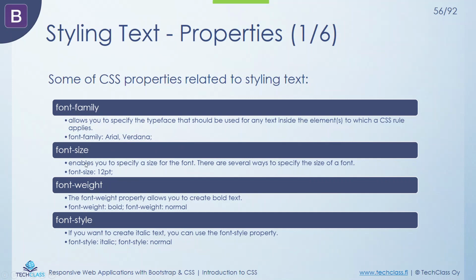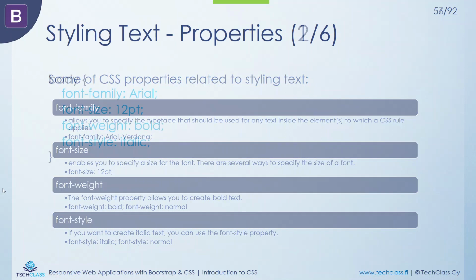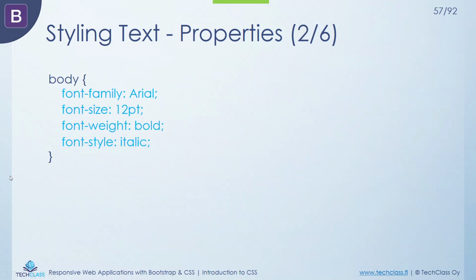And then the font size, later we will get familiar with these sizing styles. And then the font weight, if you want to make it bold or normal, or the style of the font, which is italic or normal or underline. Here you can see an example. So the body content would be Arial, 12 pt, bold, and italic. This is the default text inside of the body tag.